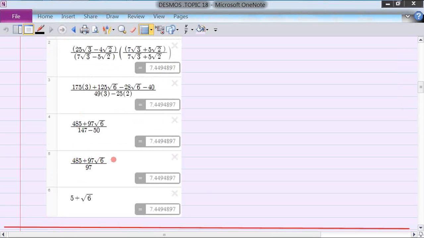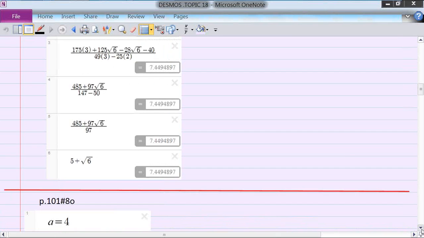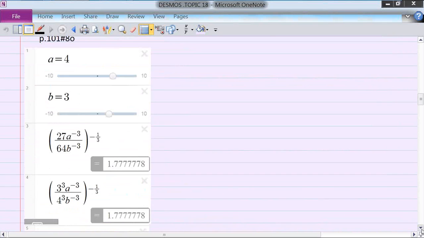The numerator I don't change, this minus this becomes this. Notice the numbers don't change. And so that's very, very important. Tells us that we're doing the problem right. Now I divide 97 into 485, I get 5. I divide 97 into this, I get root 6. And of course, because there's a plus here, this simplifies to that. So that shows us we can do quite a more complicated problem.